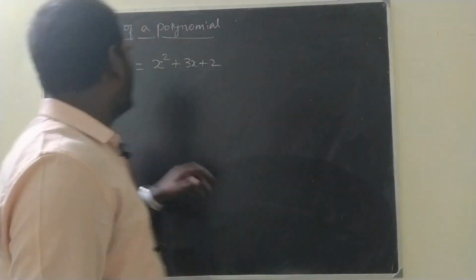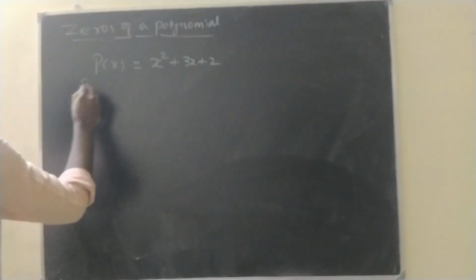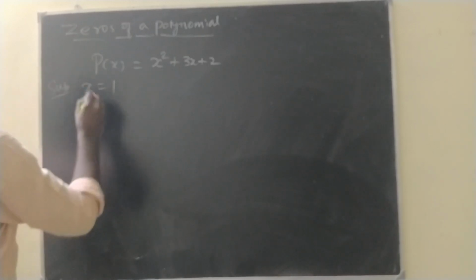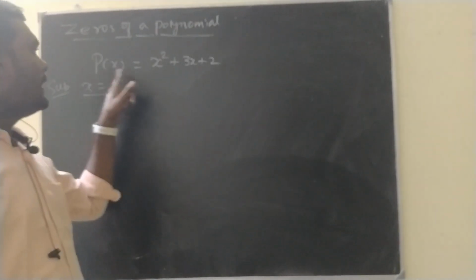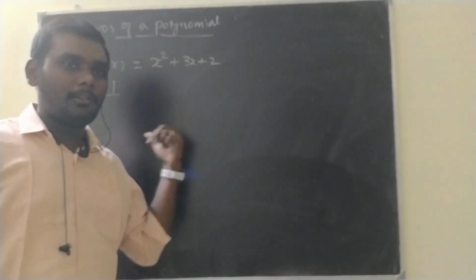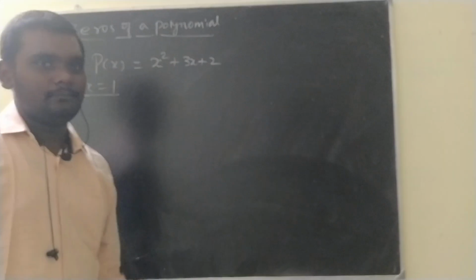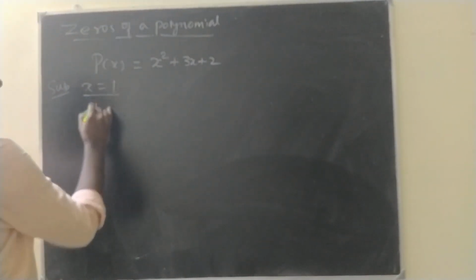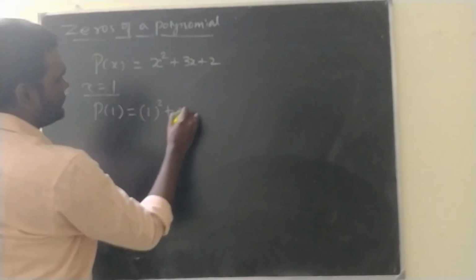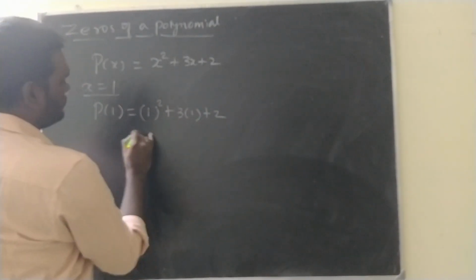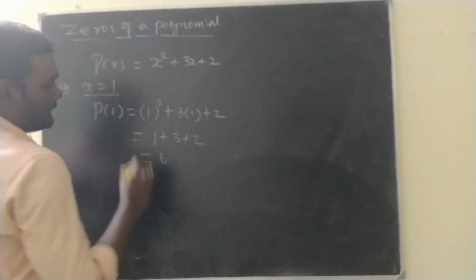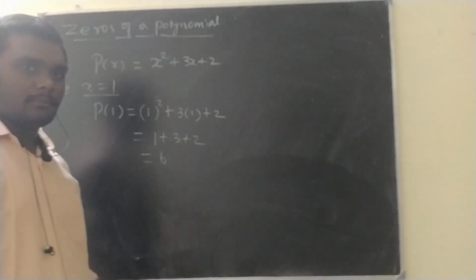For example, x is here. X can be substituted. So x is equal to 1. Substitute x is equal to 1, which means our player x is not feeling well. He couldn't play. So we have to substitute the value 1 in place of x. So the polynomial value is p of 1, 1 square plus 3 into 1 plus 2. That is 1 plus 3 plus 2. Answer is 6. That is the value of p of 1.